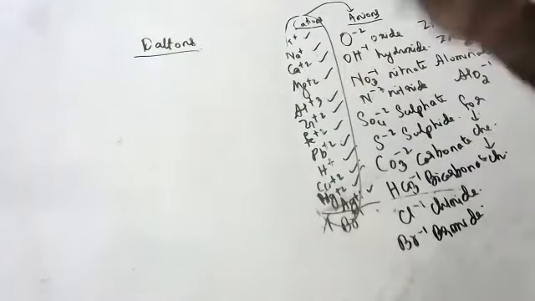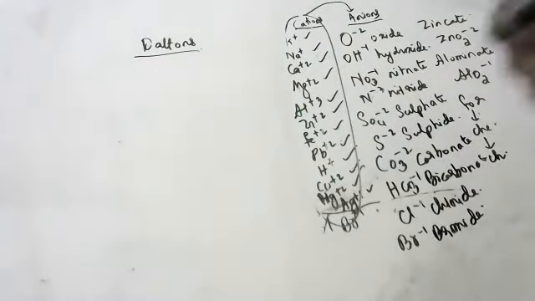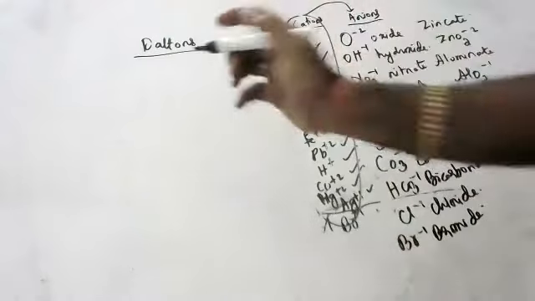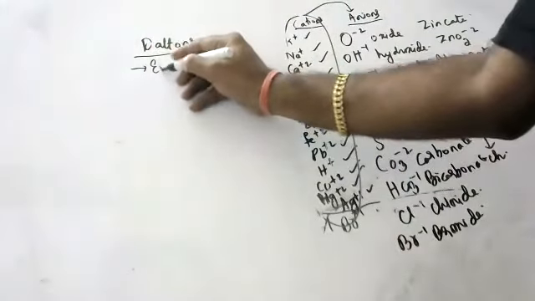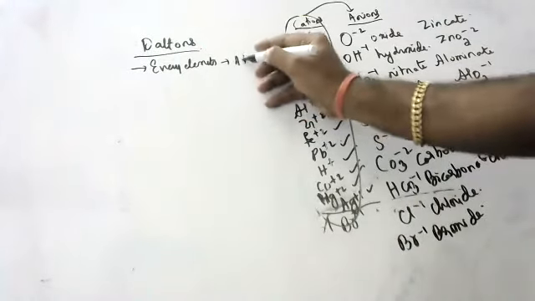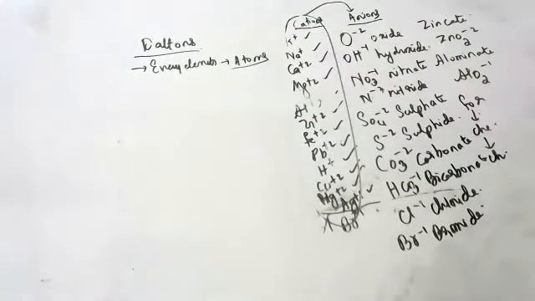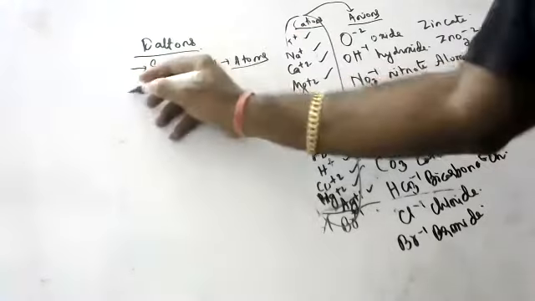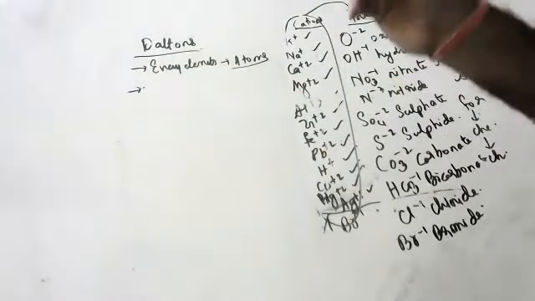What does Dalton's atomic theory state? Atomic theory states that every element is composed of small particles called atoms. Every element consists of smallest particles called atoms.